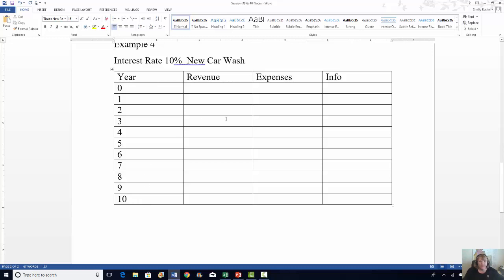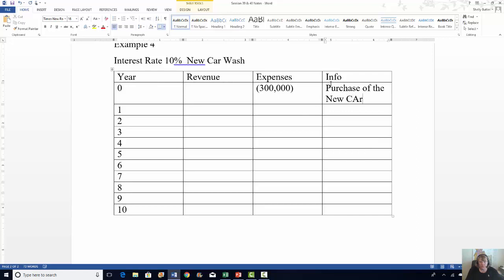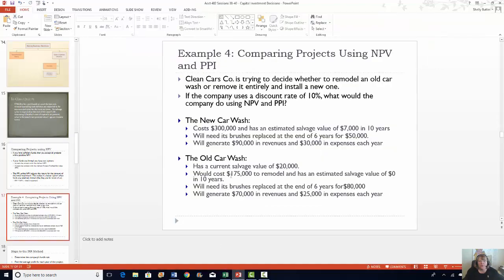Okay, so in year 0, the expenses are $300,000 for the new car wash, and this is the purchase of the new car wash. Okay, new car wash. And in year 2, you also have $20,000. Where did that come from? Let's take a look.